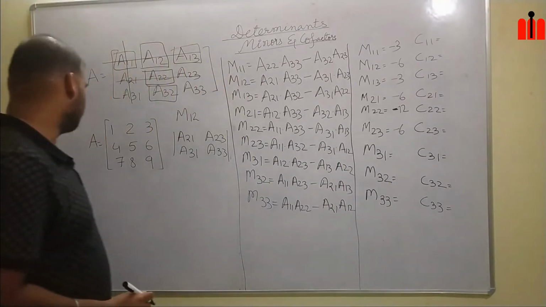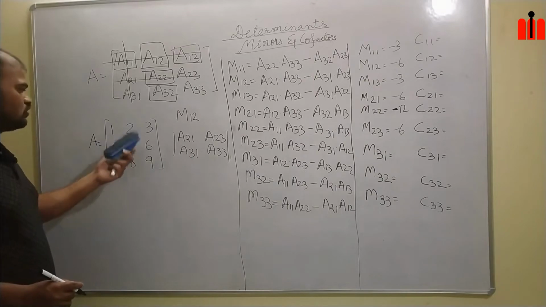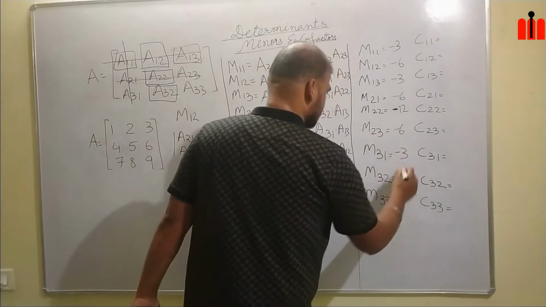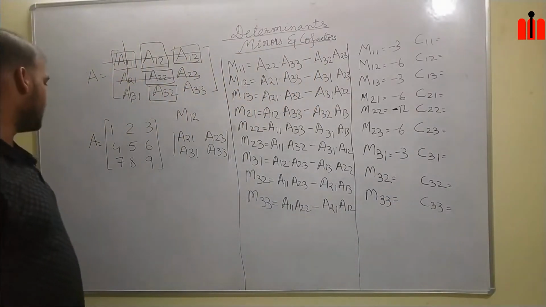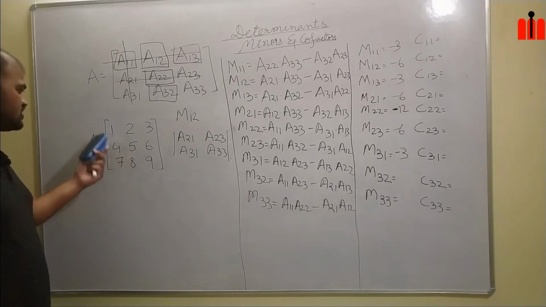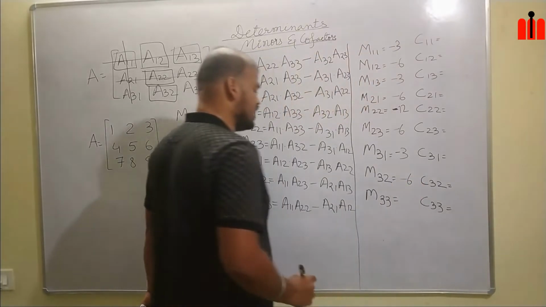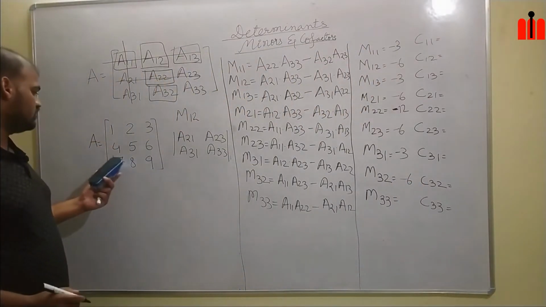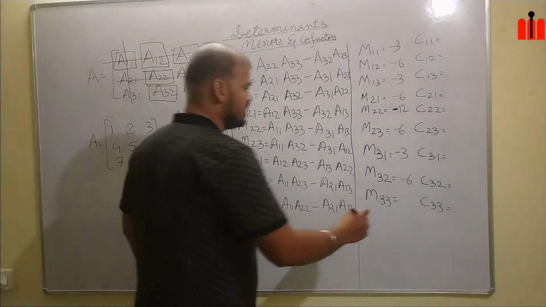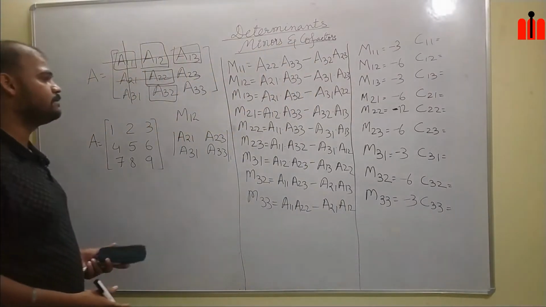Right? What will be my M31? M31 means third row and first column. 6 2s are 12. 12 minus 15 is minus 3. So it will be minus 3. What will be my M32? M32 will be third row and second column strike off. 6 minus 12 is minus 6. And after that M33, third row and third column strike off. So it will be 5 minus 8, which is minus 3. Right? We will check it again.